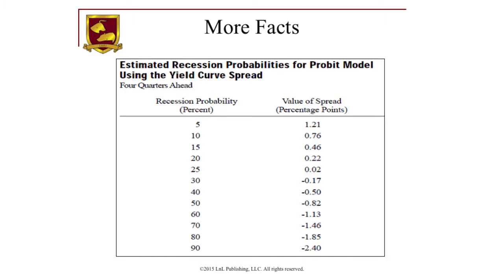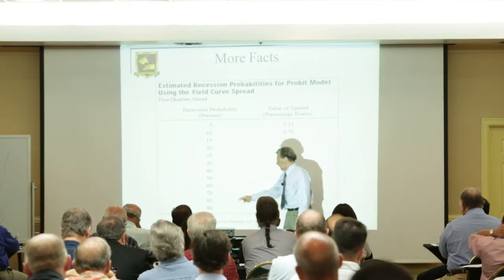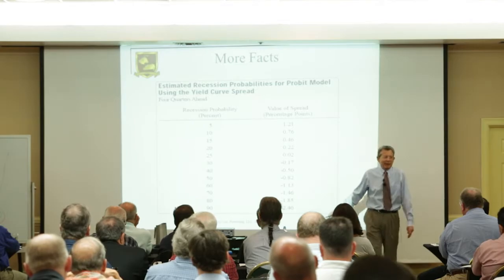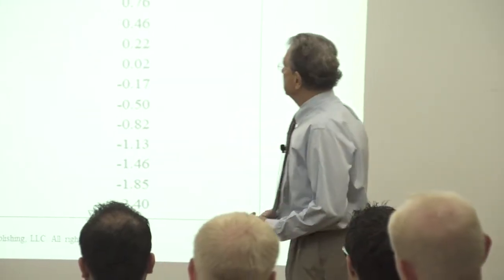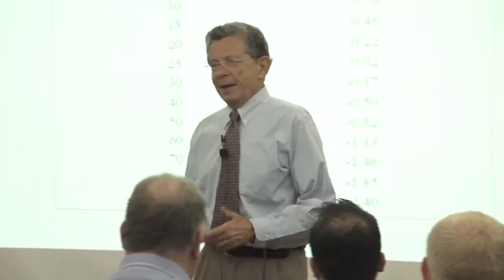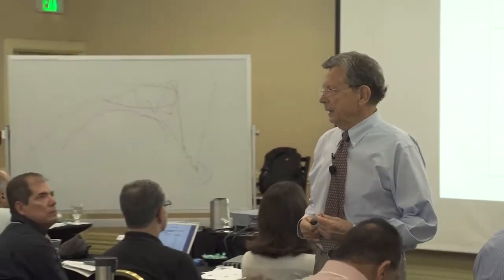So, when the yield curve is negative, the probability of a recession is 60%. When it's negative by 2.4, we're going to be in a recession. The probability of being in a recession is 90%. And again, these are not my numbers. I didn't come up with this. The Federal Reserve came up with this. This is their paper. This is their data, not my data.